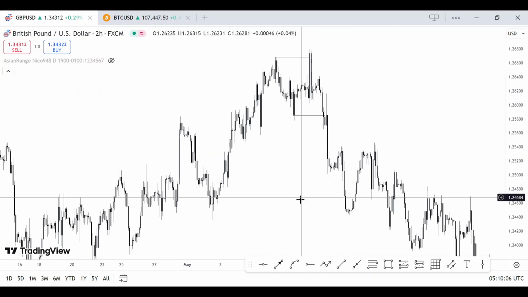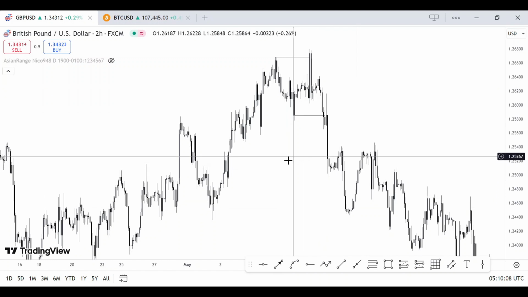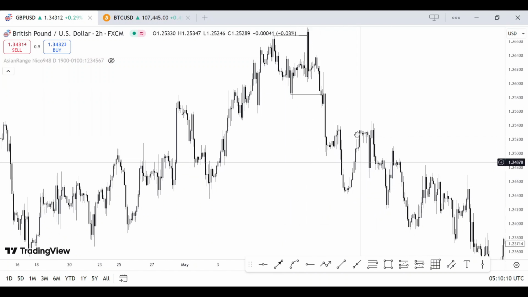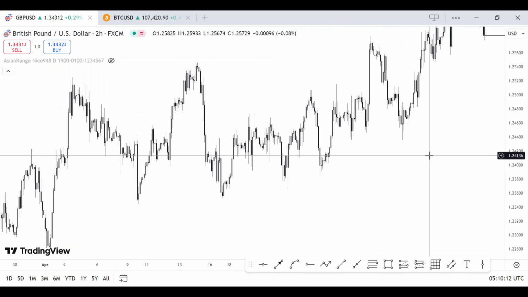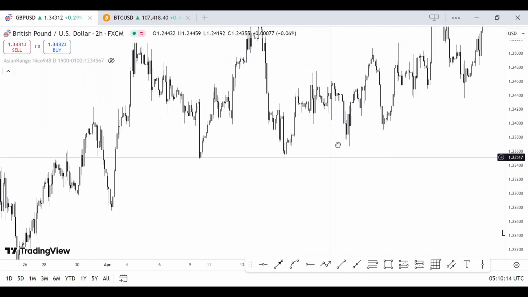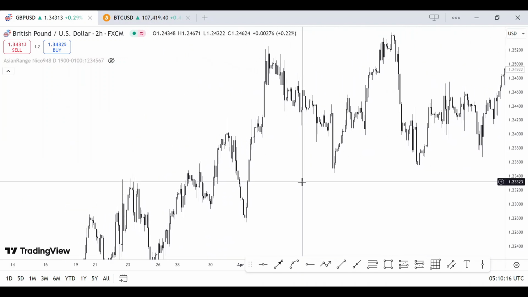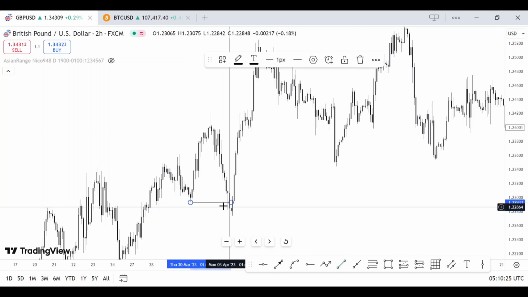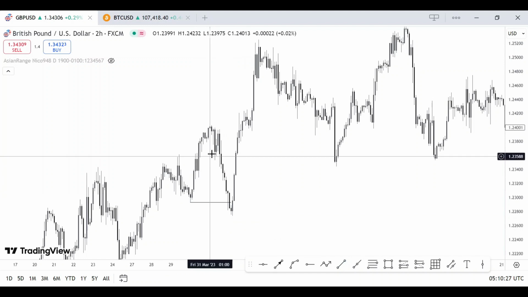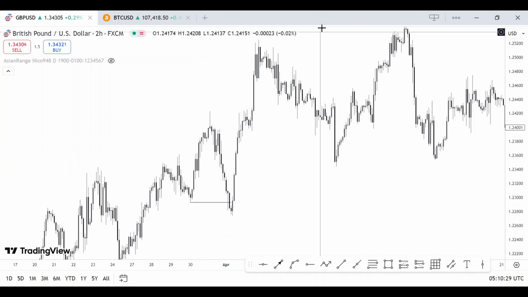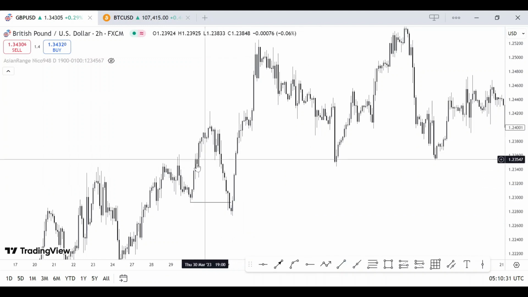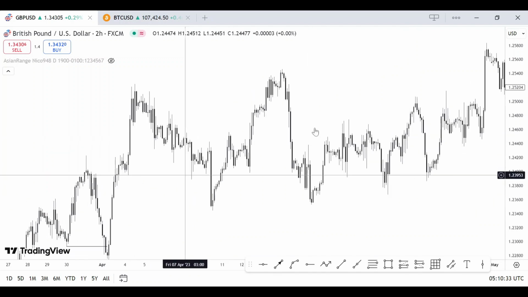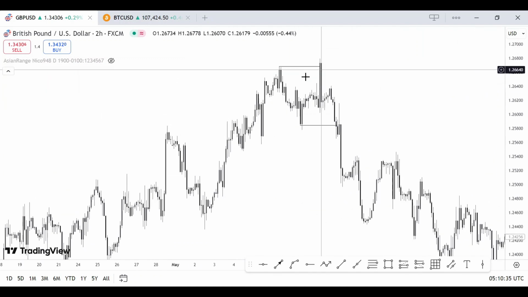Let me show you an example of a sell side liquidity. You can see here, this was the current low. Price came, swept it out, then continued to the upside. This is your sell side liquidity, and this is an example of a buy side liquidity.